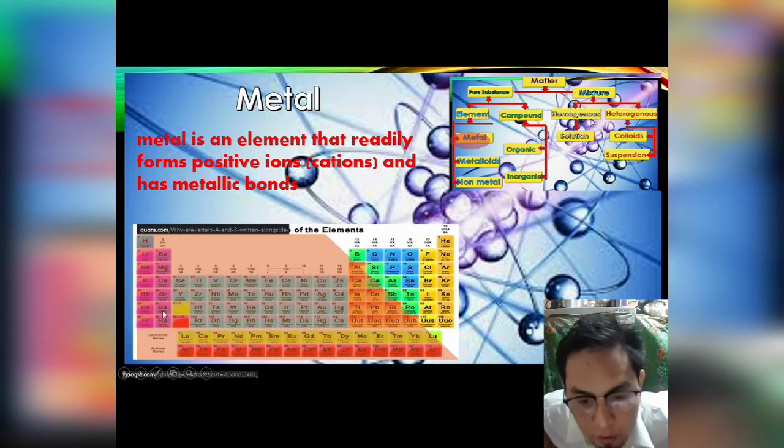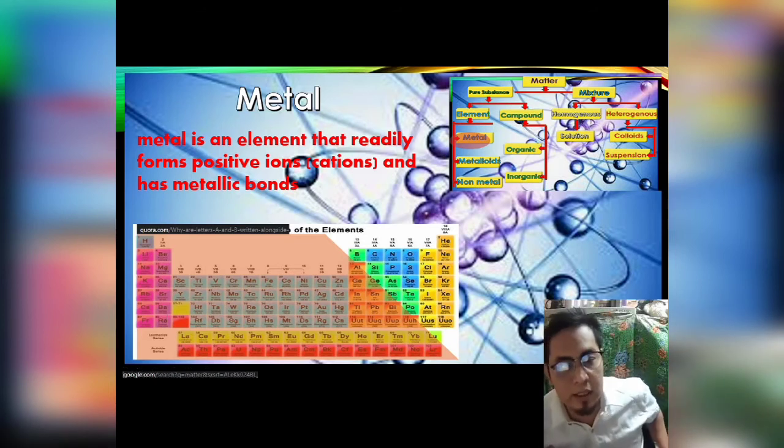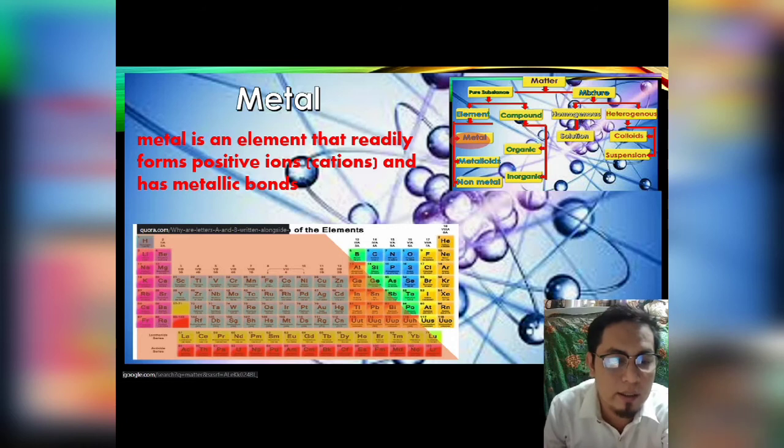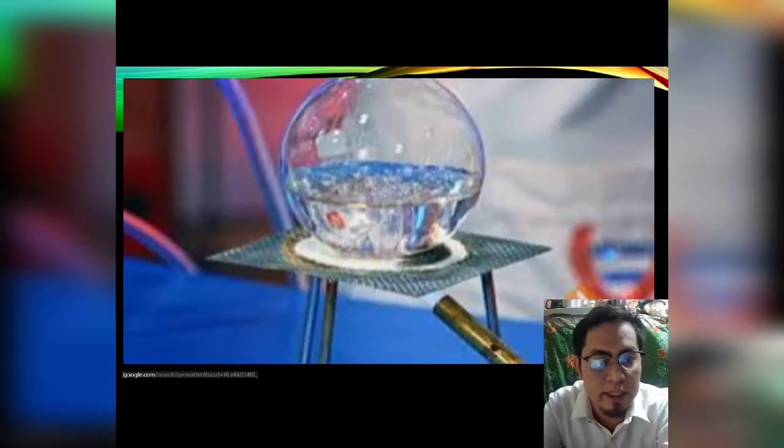We also have what you call liquid metal, for example, mercury. It is a metal, but it is in the form of liquid.